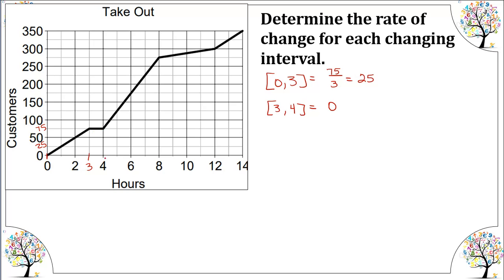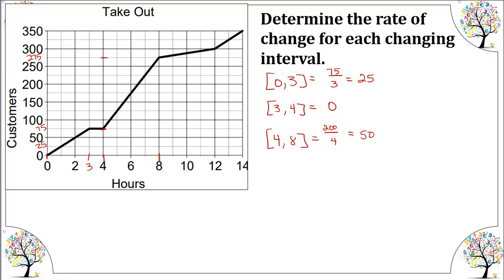And then the next interval from 4 to 8, we are going to have a change from 75 up to 275. So that is a change of 200 over 4 hours, and that simplifies to 50. So each hour, they had 50 customers between hours 4 and 8. So it's a little bit busier, or actually twice as busy as it was between hours 0 and 3.